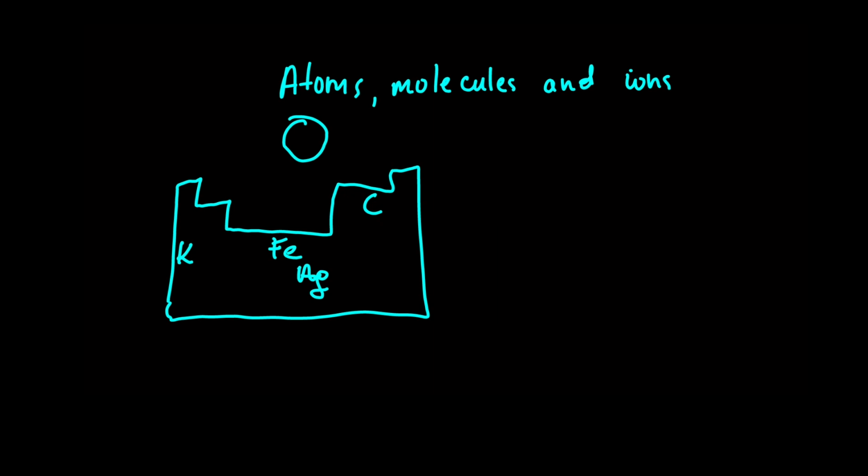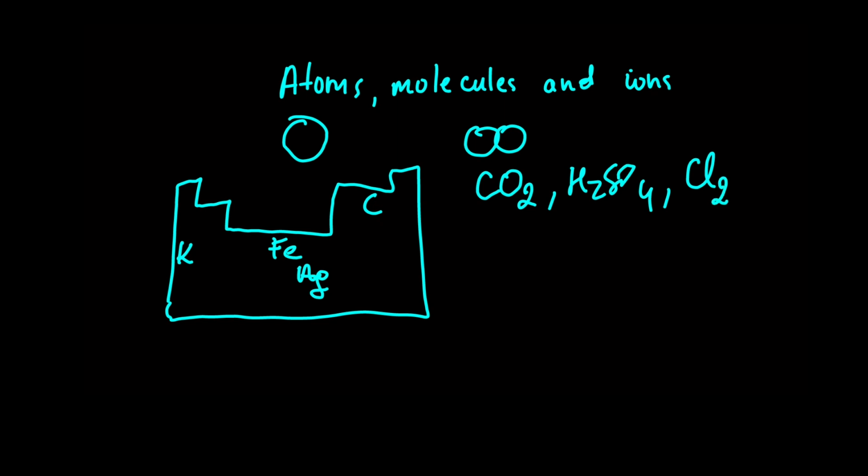Now what about the molecules? A molecule is a group of two or more atoms held together by attractive forces, known as chemical bonds. So when we're talking about the molecules, we imagine two or more elements present in their structure. So for example, CO2, H2SO4. As we can see in this example, there's three different types of elements, but also there's molecules that contain only one element. For example, chlorine.